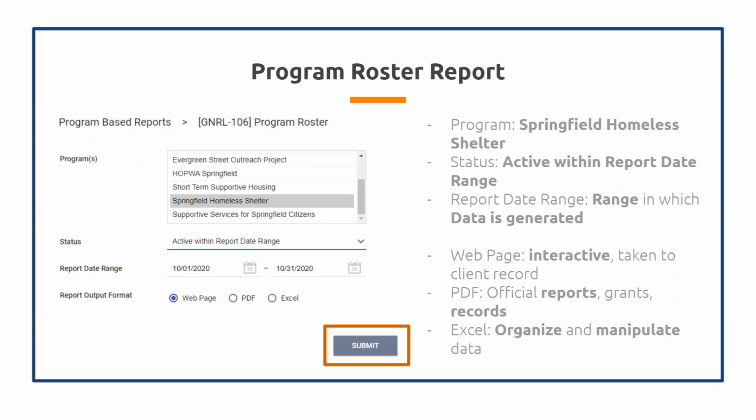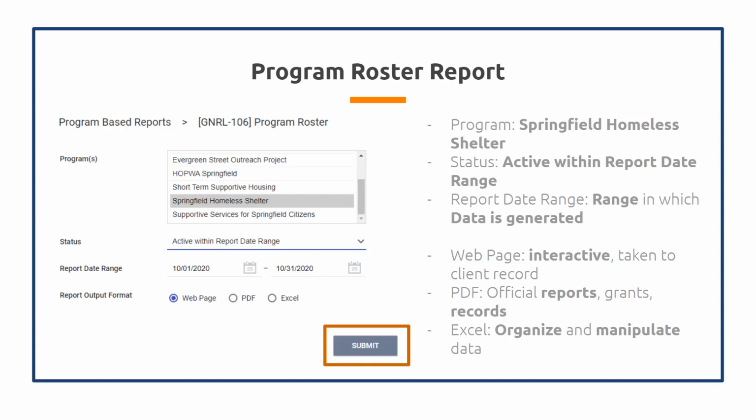So we have the active within the report date range, meaning that the client's project stay is active at least one day within the report date range. And then we also have enrolled within the report date range, meaning the client's enrollment date is within the report date range. And then we also have the exited within the report date range, meaning that the client's exit date is within the date range.